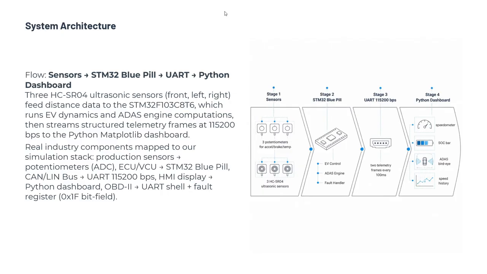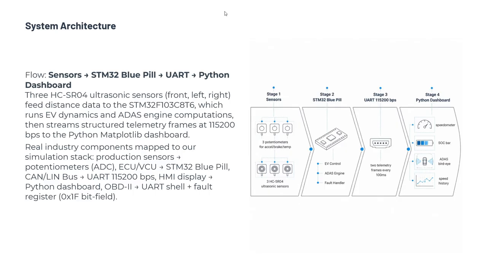We designed a neat four-stage system that mirrors a real production electric vehicle, and then we have those stages. Stage 1 consists of our sensors. We use knobs to simulate user controls like the gas and brake pedals, and three ultrasonic sensors to act as the car's eyes. Stage 2 is the brain, that is the STM32 Blue Pill microcontroller. It runs the physics math for the car and processes all the safety rules.